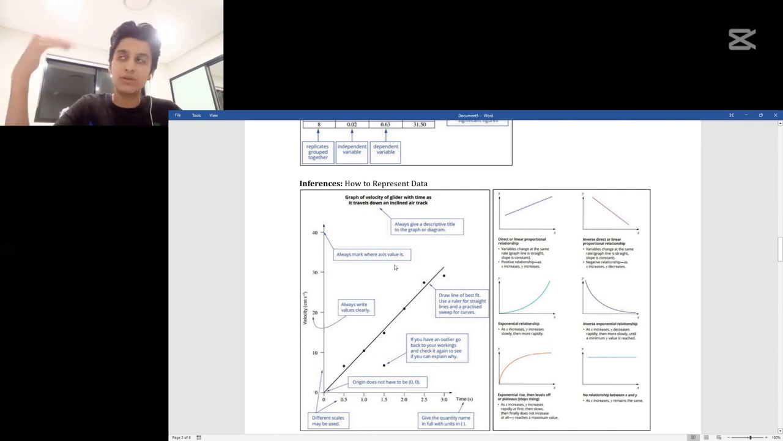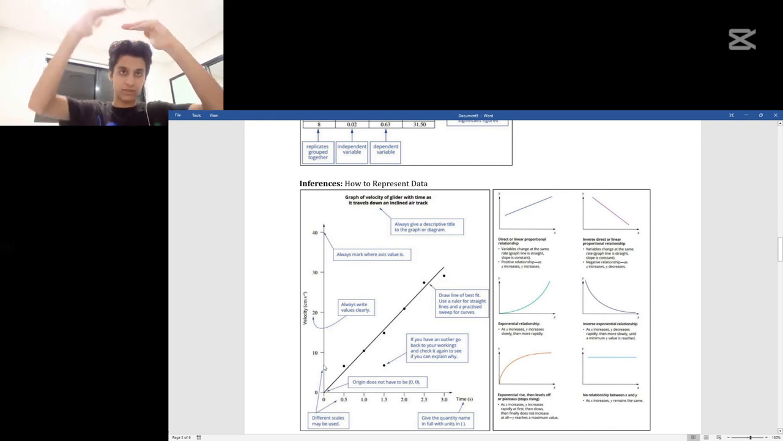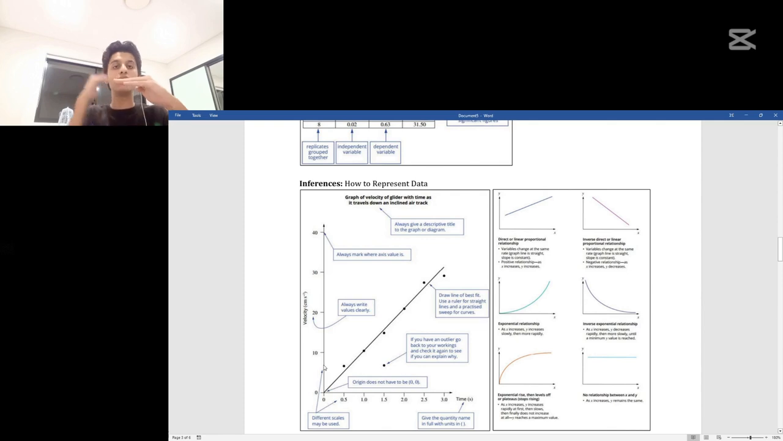Okay, this is where you bump it up when you want to represent your data to prove a point. When you make a graph, you always give a descriptive title to the graph or diagram. You always mark axis values. You always write your values clearly, at equal intervals. You don't want to jump from 0 to 100 and then go 200, 300, 400. It has to be equal: 0, 100, 200. See, that's more equally spaced out. That's better. So always write your values clearly and use a similar scale for each axis. If this increases 100 by 100 every 5 centimeters, make sure that is actually how it increases.